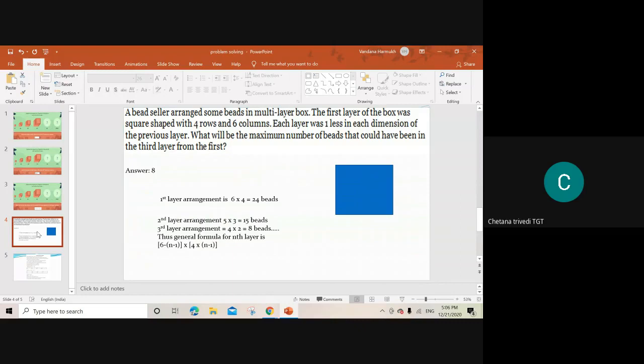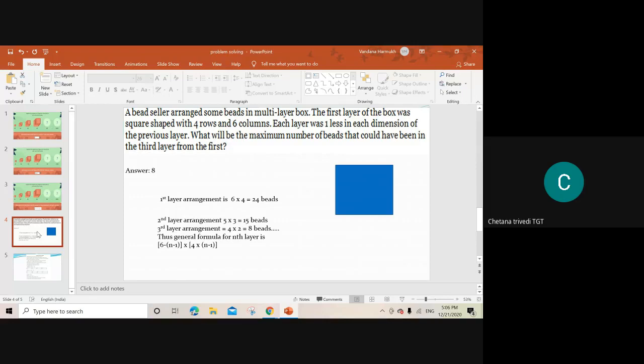A bead seller arranged some beads in a multi-layer box. The first layer of the box was square shaped with 4 rows and 6 columns. Each layer was 1 less in each dimension of the previous layer. So what will be the maximum number of beads that could have been in the third layer from the first?